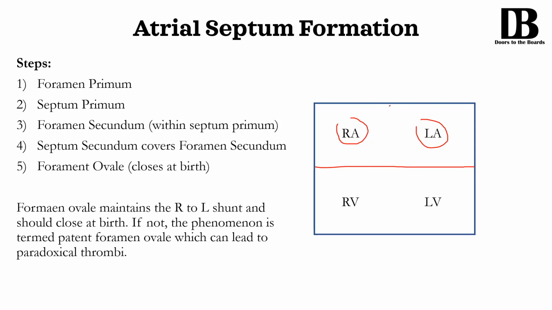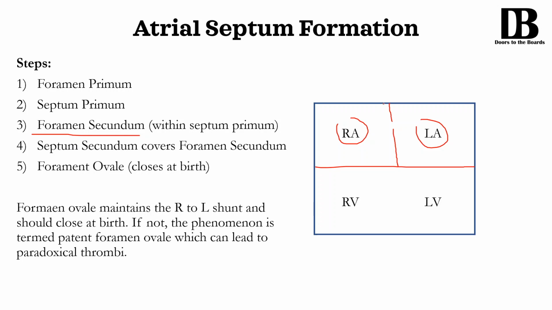So what ends up happening is we send down a septum. Now, the issue with this is that this septum can't actually reach all the way. It's going to have a hole develop in the middle of it. As it's going down, a hole will develop in the middle of it, and we term that hole foramen secundum. So it's the second hole, and it's within septum primum.